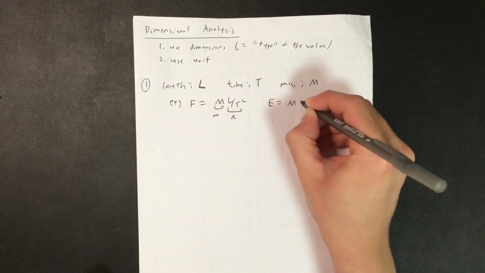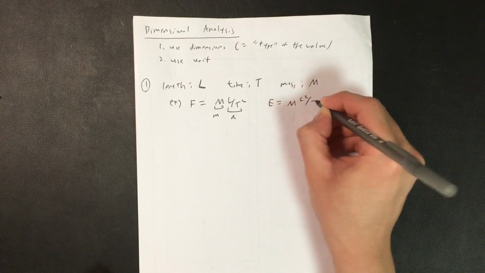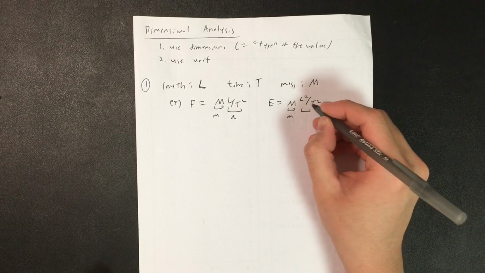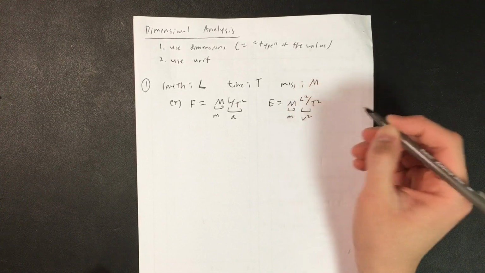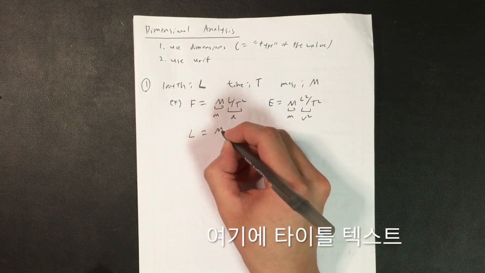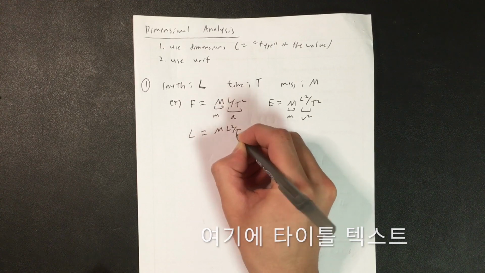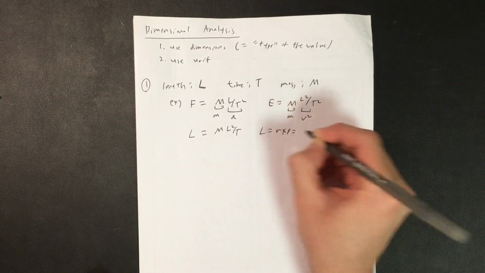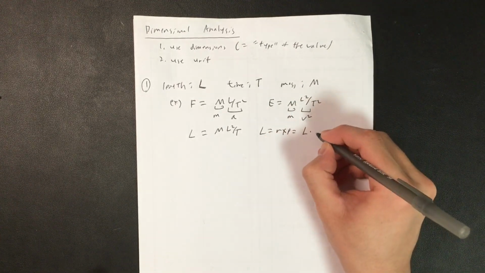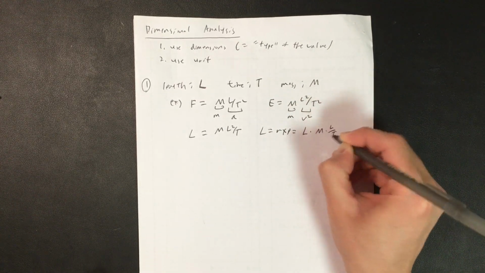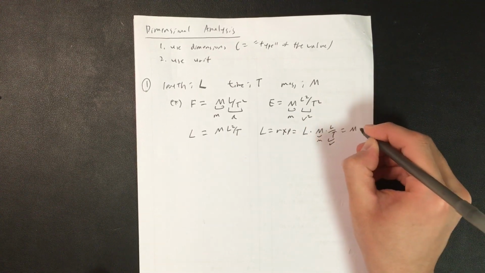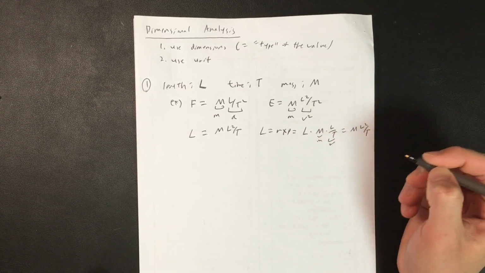Energy is M times L squared over T squared, because this is mass and L squared over T squared is v squared. Angular momentum is M times L squared over T, because angular momentum, which is r cross p, is L times M times L over T, since this is mass and that is velocity, and multiplying this leads to M times L squared over T.